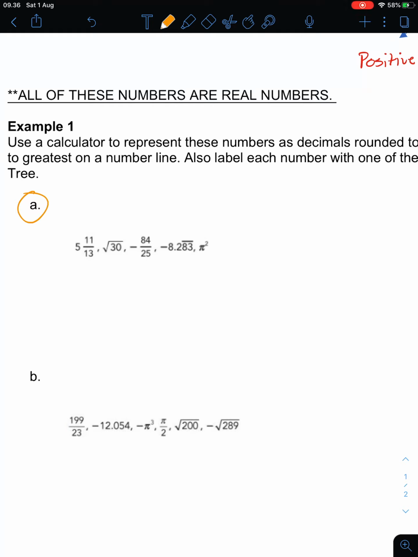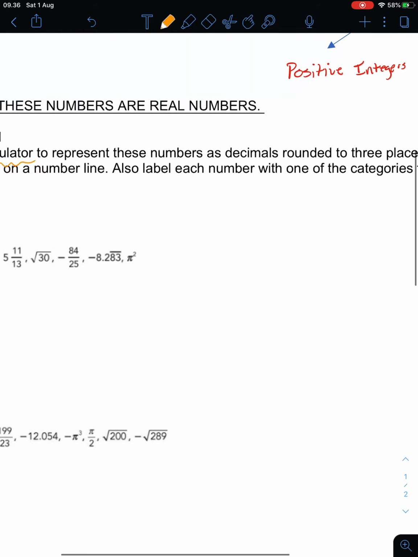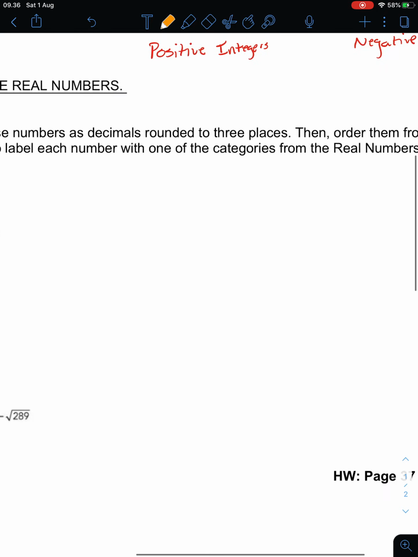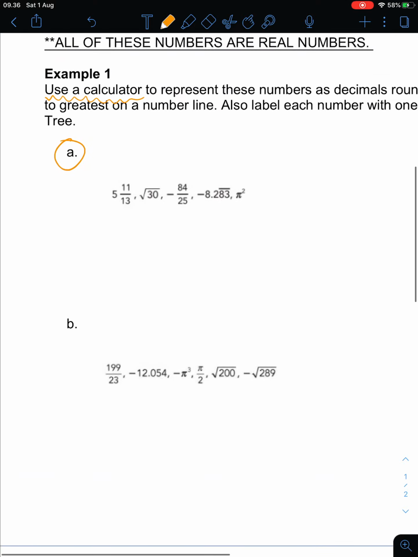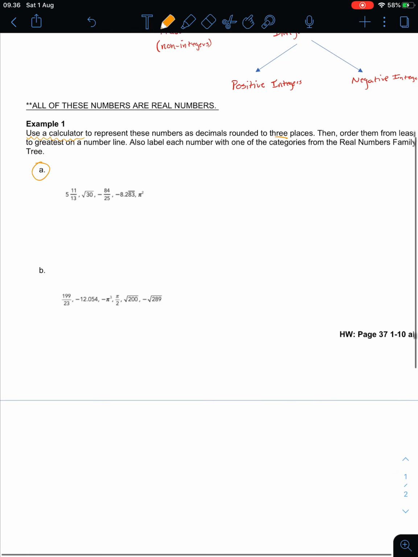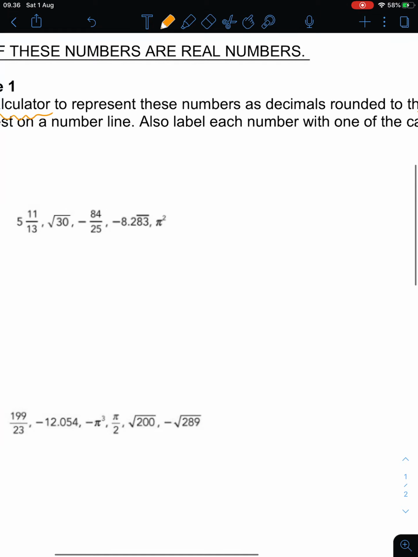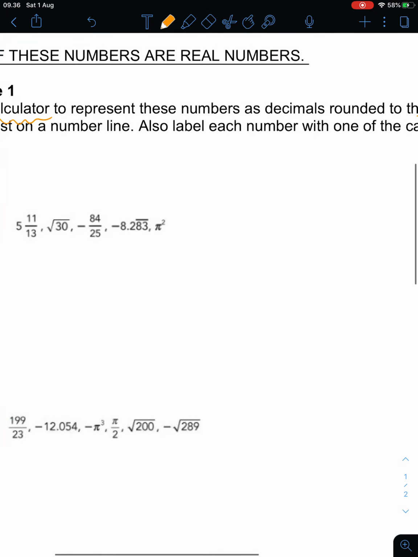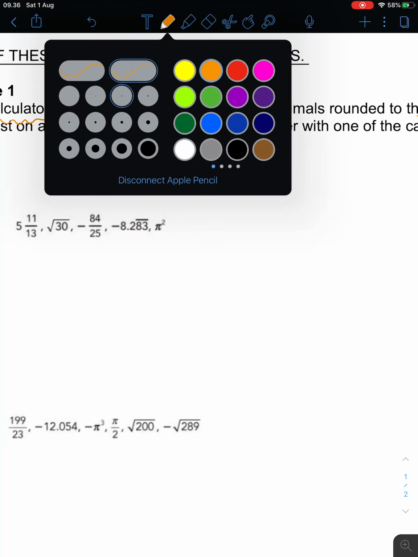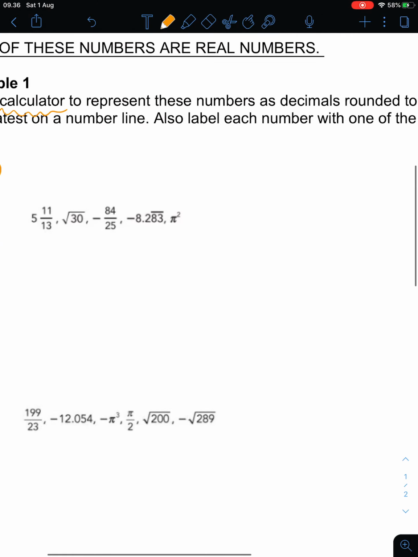It says use a calculator. Oh, that's nice. We don't have to do long division or anything. Okay, use a calculator to represent these numbers as decimals rounded to 3 places. Then order them from least to greatest on a number line. Also label each number with one of the categories from the real number family tree. Okay, so let's take a look at each of these guys individually.